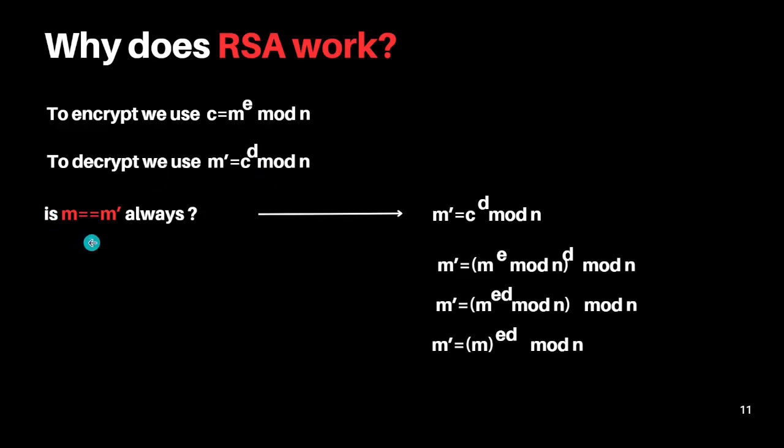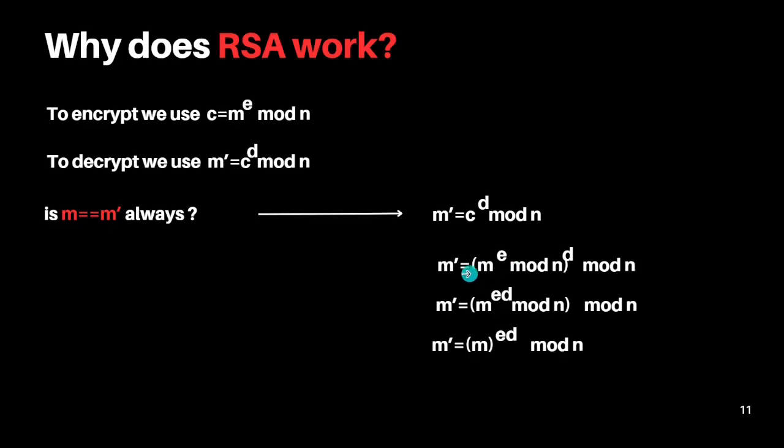And by proving that, we can say that RSA works for all cases. So, is M equal to M dash always? Now let's look into that. From the decryption algorithm, in the ciphertext place, we can substitute the encryption algorithm which we use for getting the ciphertext. If the original message is M, then M power E mod n gives the ciphertext. So in the decryption algorithm, in the place of C, we will be substituting this M power E mod n.